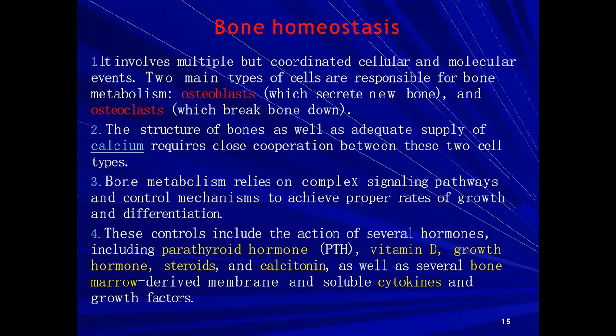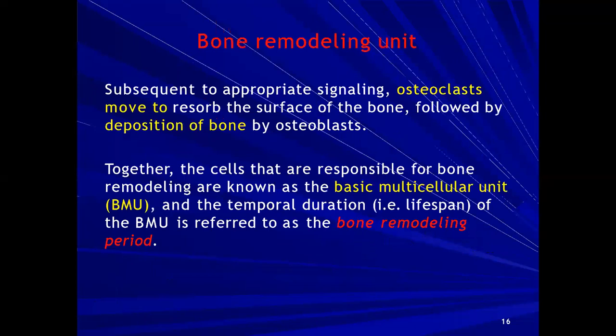The others are growth hormone, steroids, and calcitonin. And calcitonin is produced by the thyroid gland, where the thyroid gland is home to the parathyroid. As well as other bone marrow derivatives, membranes, and also soluble cytokines and growth factors, these are some of the major factors which influence homeostasis of the bone.